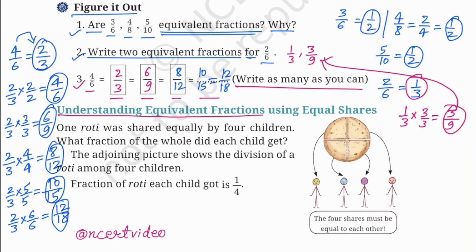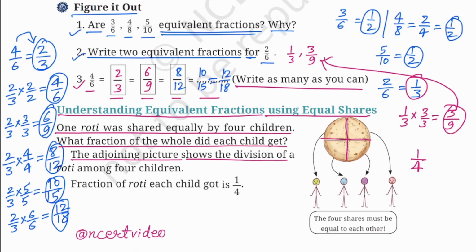Understanding equivalent fractions using equal shares. One roti was shared equally by 4 children. What fraction of the whole did each child get? You can see here, one roti has been split among 4 children. So each will get 1/4. The adjoining picture shows the division of a roti among 4 children. Fraction of roti each child got is 1/4. The 4 shares must be equal to each other.